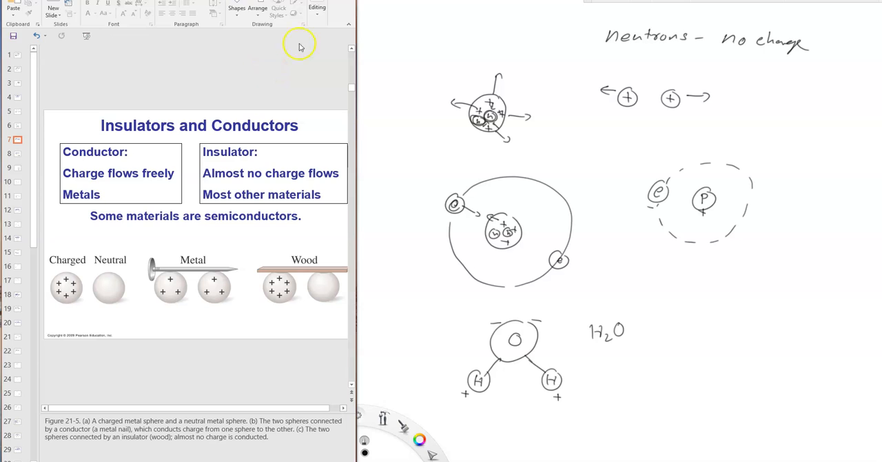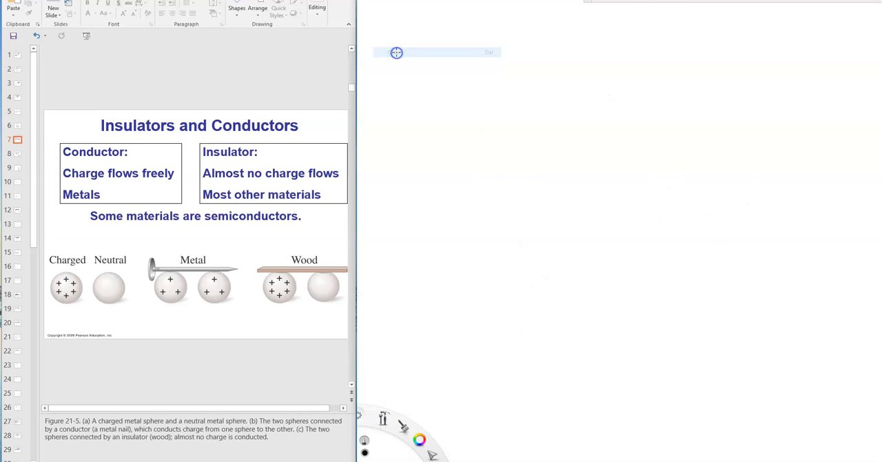Insulators and conductors. Let's talk about another property of charges. We can characterize materials based on how they allow charge to move inside them: insulators and conductors. So, conductor. Let's say some material, a piece of iron.